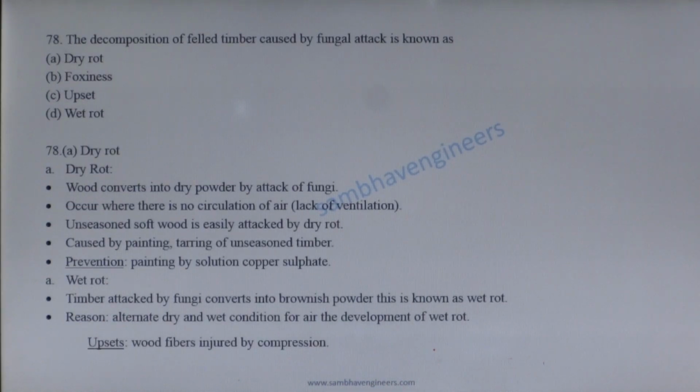Next question. The decomposition of felled timber caused by fungal attack is known as dry rot. Wood is converted to dry powder by attack of fungi and occurs when there is no circulation of air. Unseasoned softwood is easily attacked by dry rot. Caused by painting and tarring of the unseasoned timber. Dry rot can be prevented by painting with solution of copper sulfate.